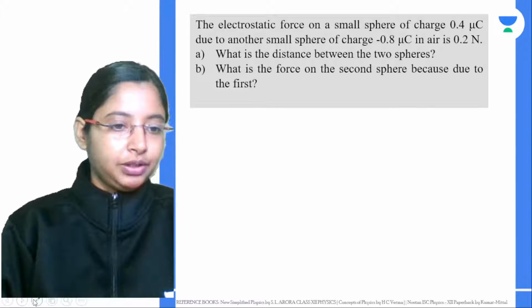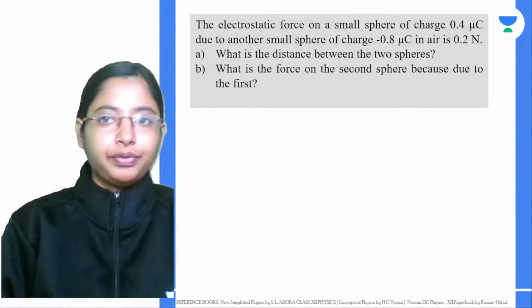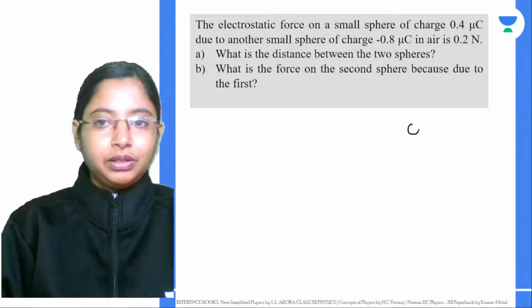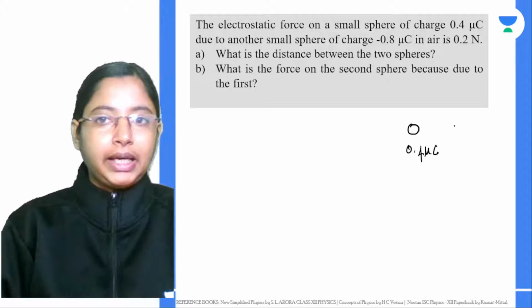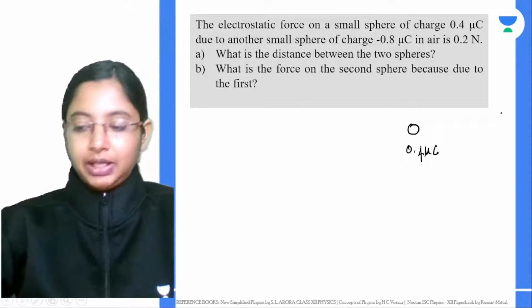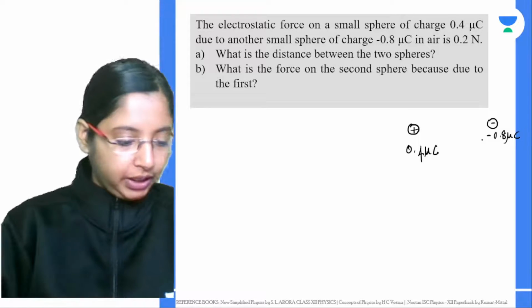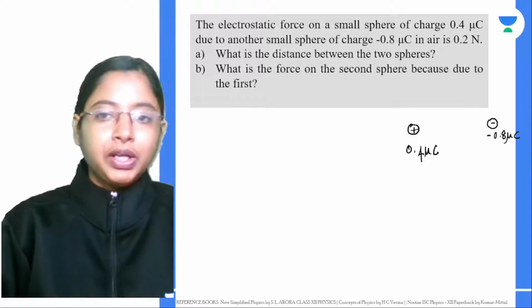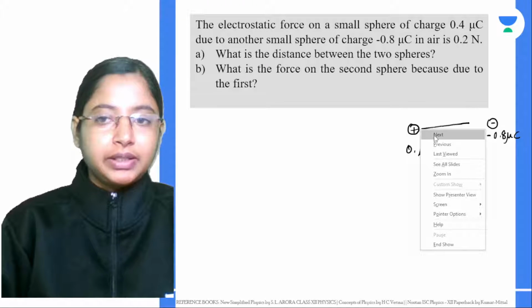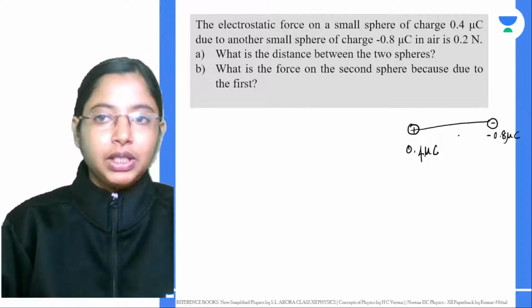So here we have a small sphere of 0.4 microcoulomb, a positive charge, and another charge, which is negative, around minus 0.8 microcoulomb. They are separated by a distance. That distance is not given here; that is what we have to find, this r.